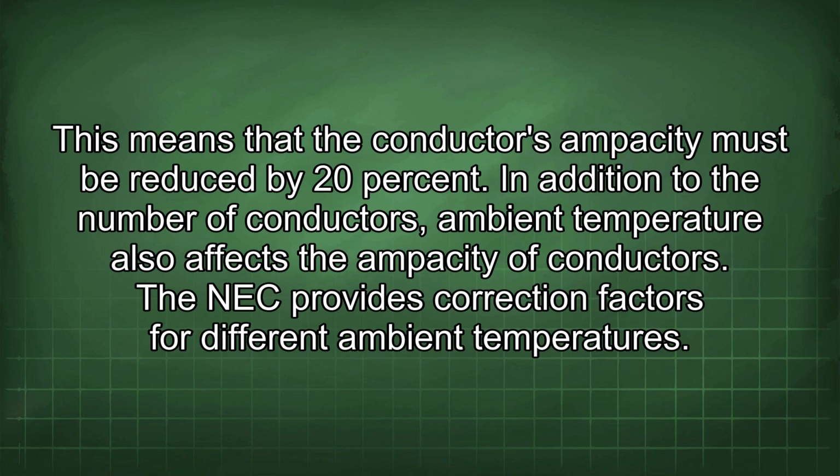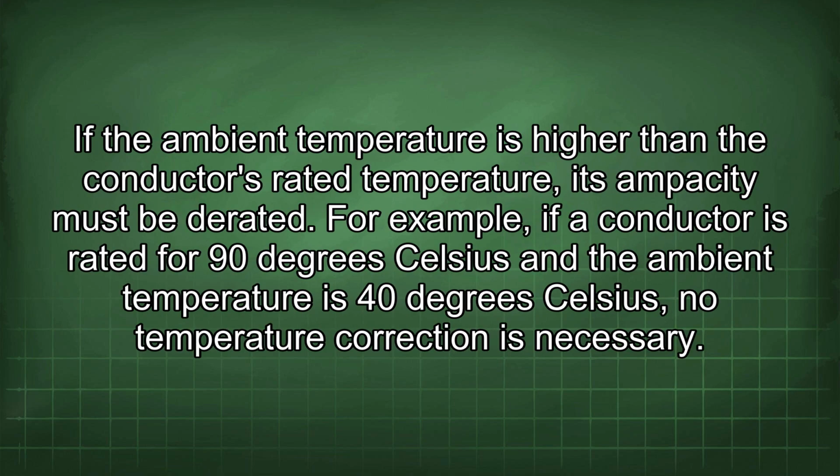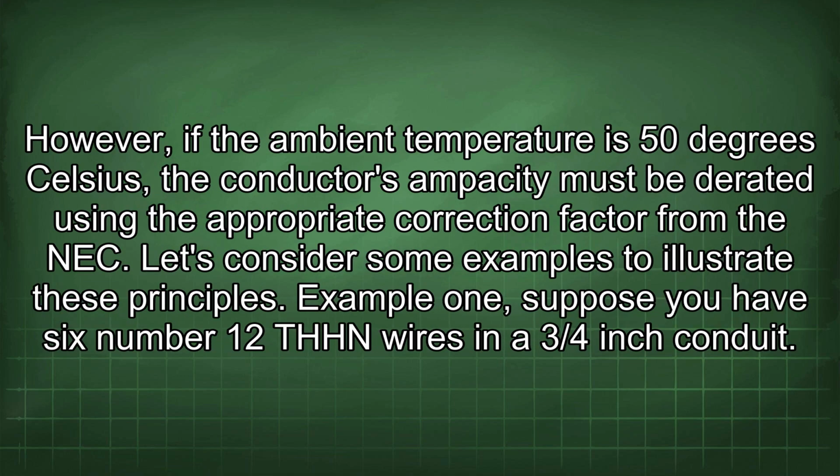In addition to the number of conductors, ambient temperature also affects the ampacity of conductors. The NEC provides correction factors for different ambient temperatures. If the ambient temperature is higher than the conductor's rated temperature, its ampacity must be derated. For example, if a conductor is rated for 90 degrees Celsius and the ambient temperature is 40 degrees Celsius, no temperature correction is necessary. However, if the ambient temperature is 50 degrees Celsius, the conductor's ampacity must be derated using the appropriate correction factor from the NEC.